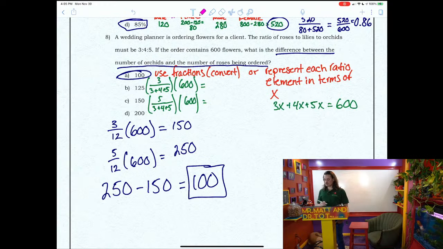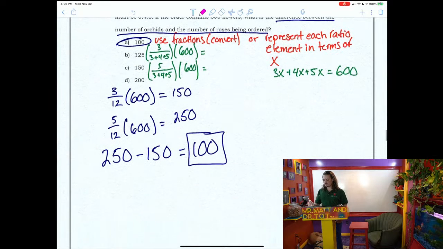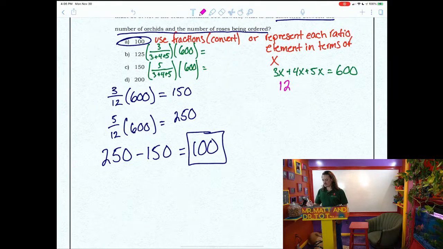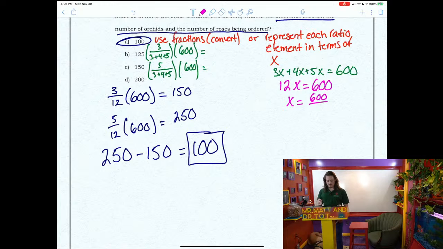The second way that you could have solved this problem is by representing each of the ratio elements in terms of x and then writing an equation. So for example, in the ratio of 3 to 4 to 5, we could say 3x plus 4x plus 5x must be equal to 600 total flowers being ordered. So that's going to turn into 12x is equal to 600. So the common multiple is going to be 600 divided by 12, which I believe is 50, but let me just check that. Yep.